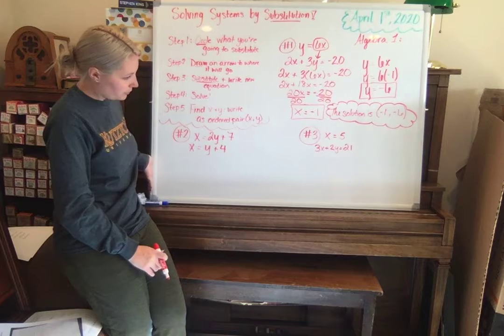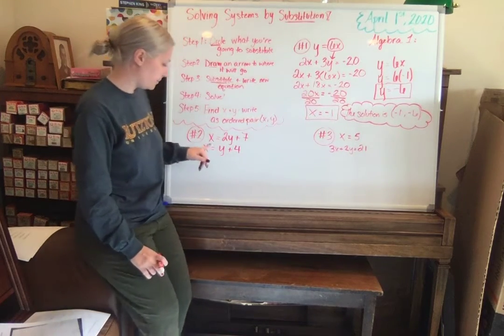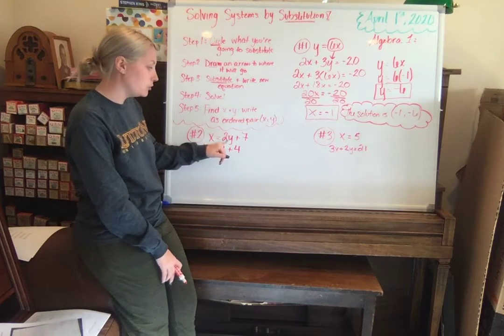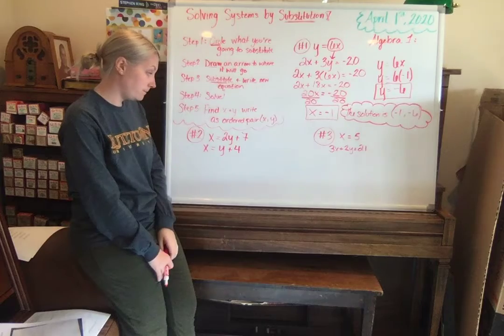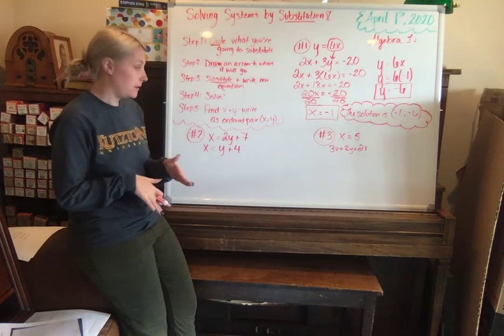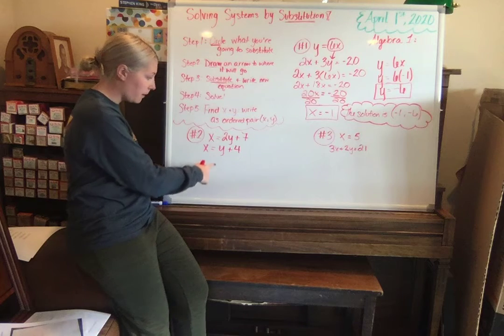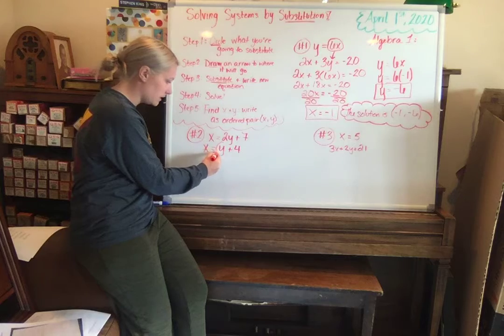Slide my whiteboard over a little bit. Okay, so now we have this one down here. So now we have x equals 2y plus 7, and we have x equals y plus 4. So now we're going to look at which one we want to substitute in. Me personally, I'm going to substitute all of this in.